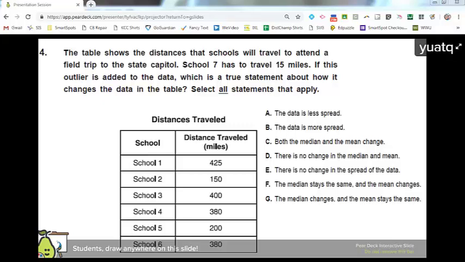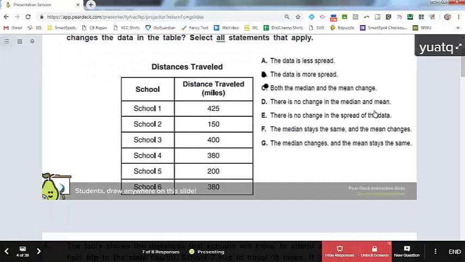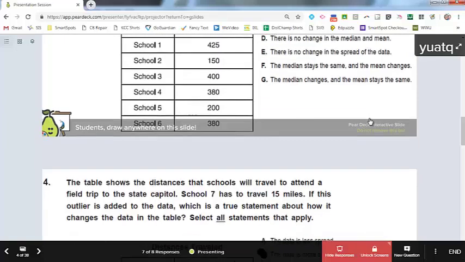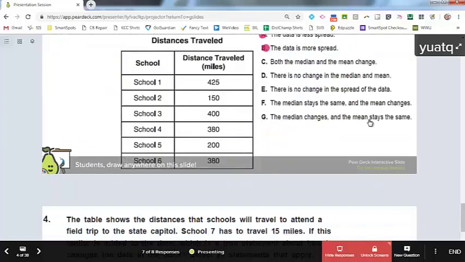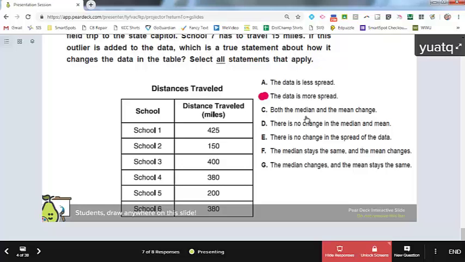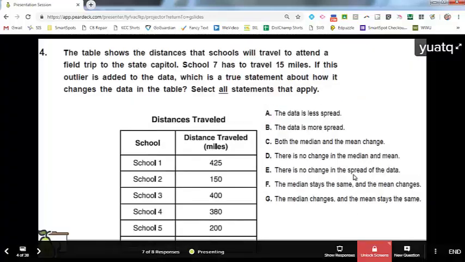Okay, so on this one, first of all, we have data is more spread, both the mean and the median change. Data is more spread, they both change. Same thing. Whoever this is, it can't be less spread and more spread at the same time, so no. Those are opposites. When it says select all that apply, whoever this is only one response. There is more than one response. Okay? So, looking at the options, you know you have to pick one of these two.